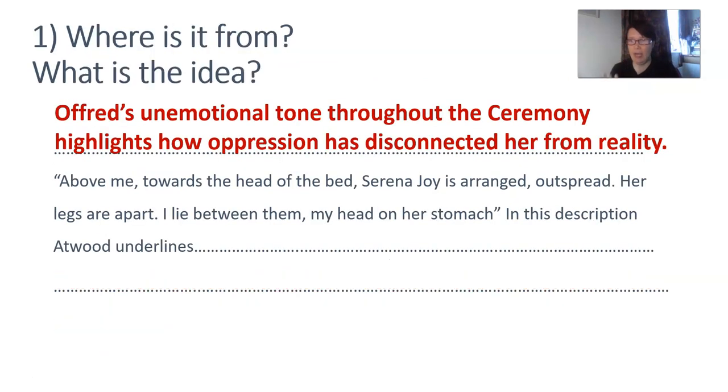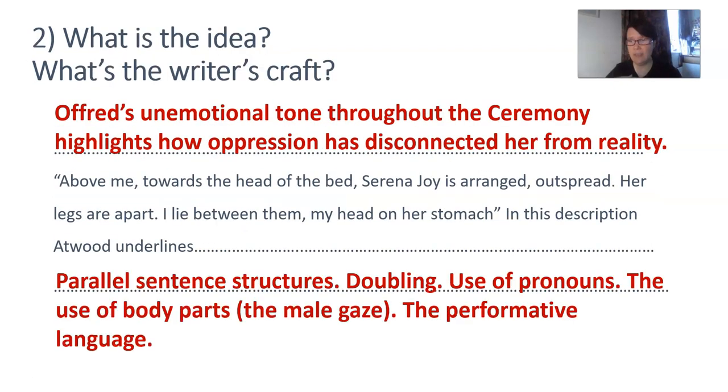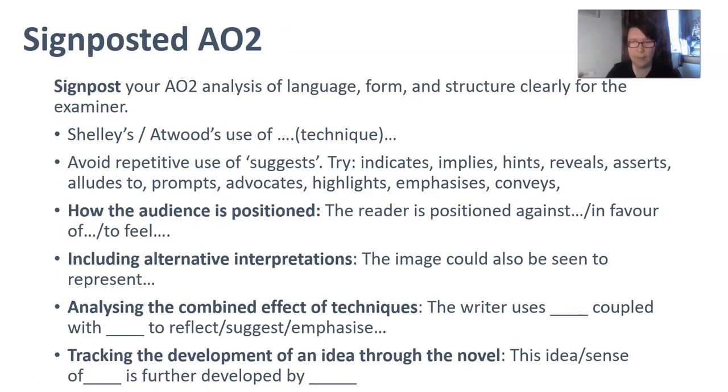So let's have a look here. The alliteration is there, but you haven't really got a lot to say about why it's there. So you could just say Shelley uses the alliteration combined with the I in the centre of the paragraph, and then of the sentence, and then you talk about the I, and you've just noted the alliteration. Then there's tracking, further developed.